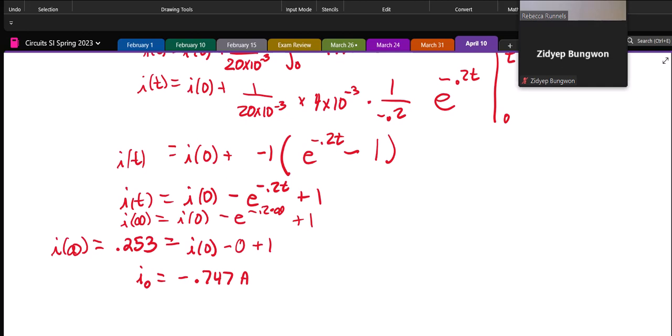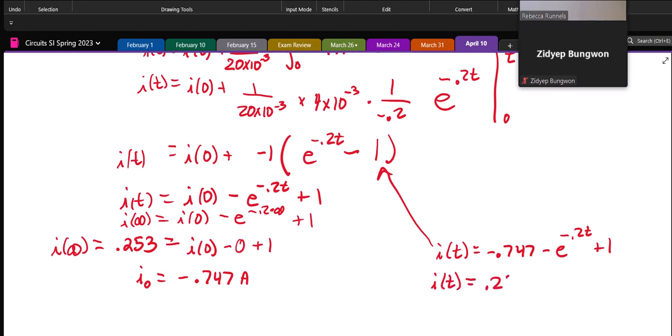So now I can plug that in to here, and I get i of t equals negative 0.747 minus e to the minus 0.2t plus 1. And then if I add the 1 to the negative 0.747, i of t equals 0.253 minus e to the minus 0.2t.